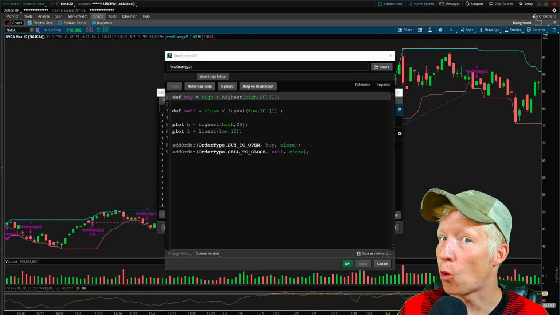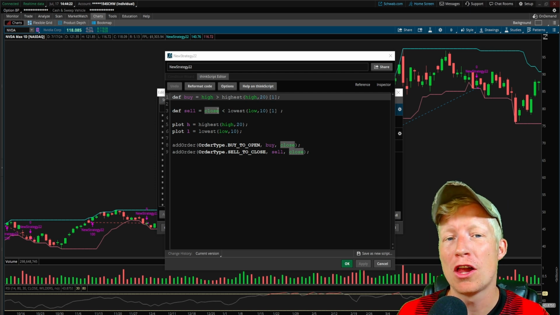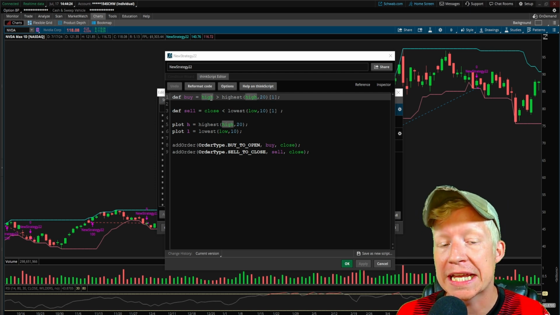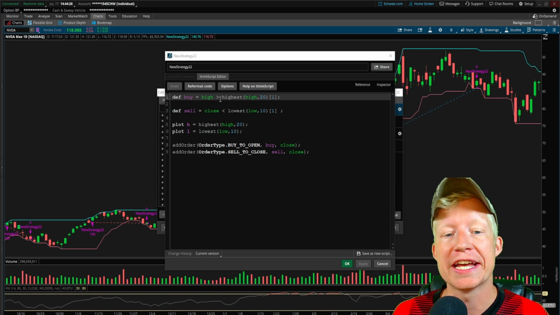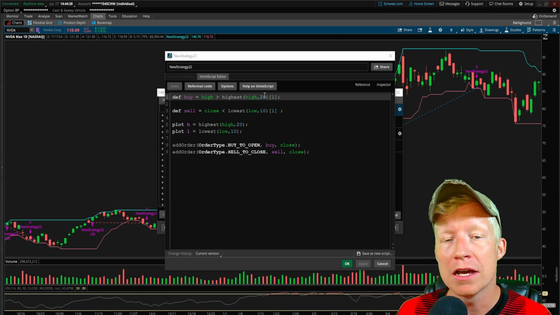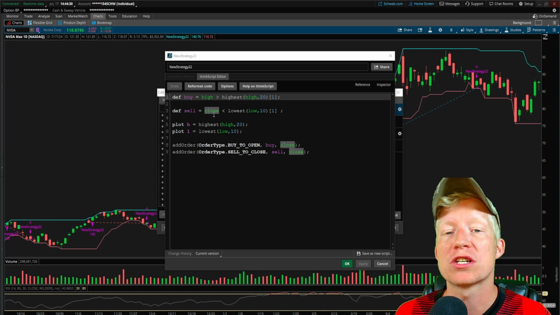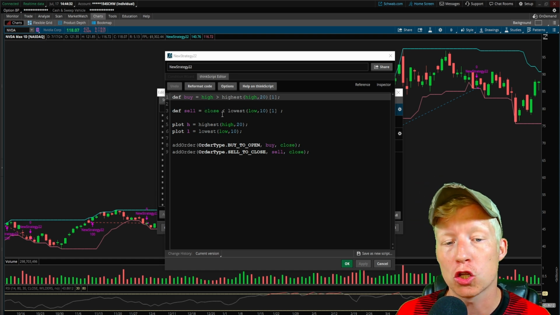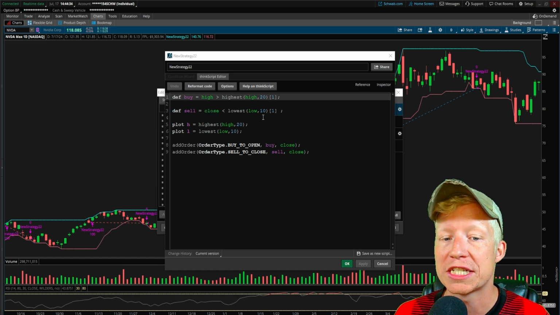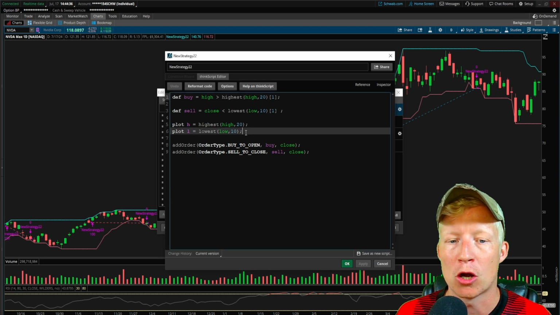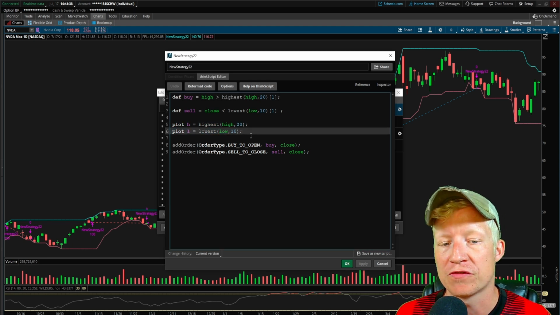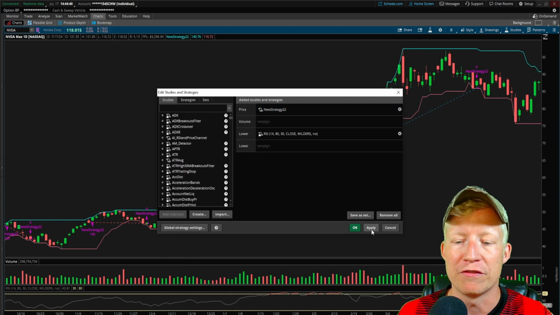Up the complexity one more time. Let's call this level 3 now. We are now buying if the current bar high is greater than the highest high of the last 20 bars, and we're selling if the current bar close is less than the lowest low of the last 10 bars. And once again, I have both of those values plotted so we can have a visual example.